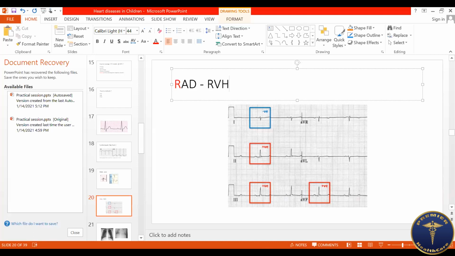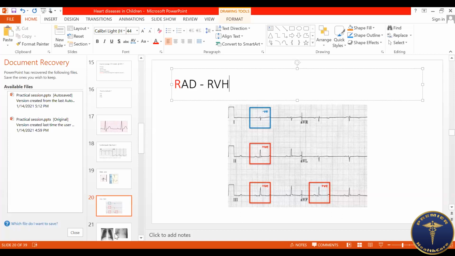So remember, to understand that the right ventricle has enlarged, you don't even have to look at the heart. You don't even have to do an echo. Just by doing an ECG, you know whether the right ventricle is enlarged or not, right? All right. How do you know whether there is left axis deviation?